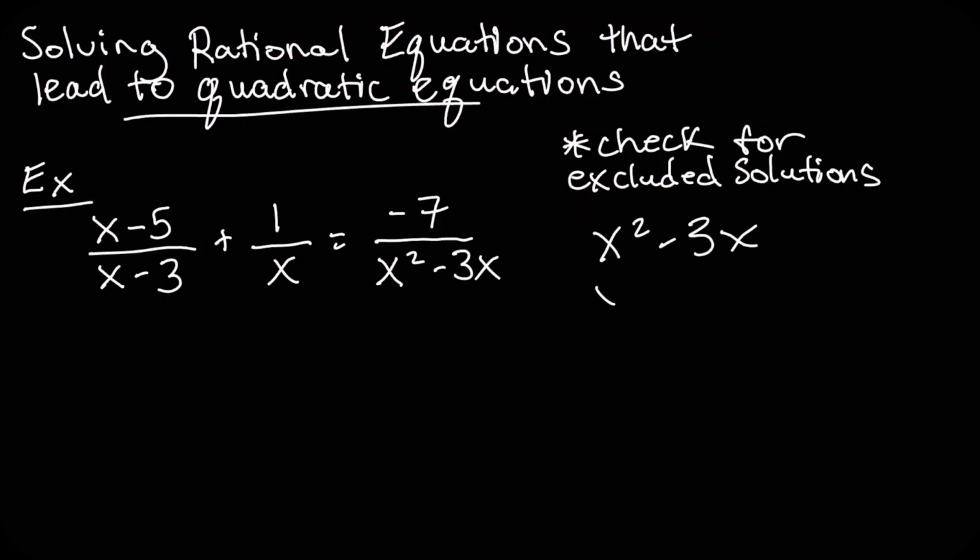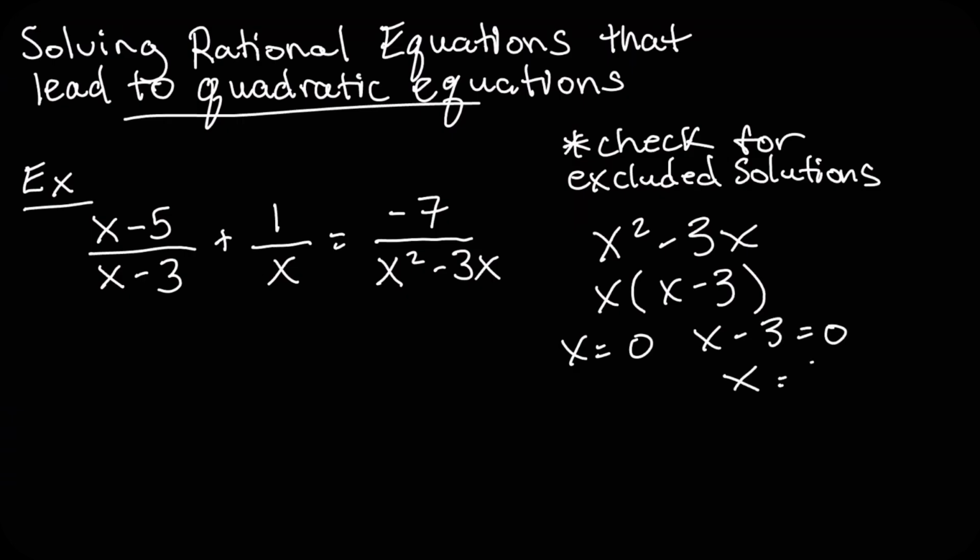So this will reduce to x times x minus 3, and we can set x equal to 0, and then we can set x minus 3 equal to 0, or x equals 3. So we don't want x to be equal to 0, and we don't want x to be equal to 3. So with that in mind, let's go ahead and solve our equation by taking our least common denominator and multiplying it over in the tops.